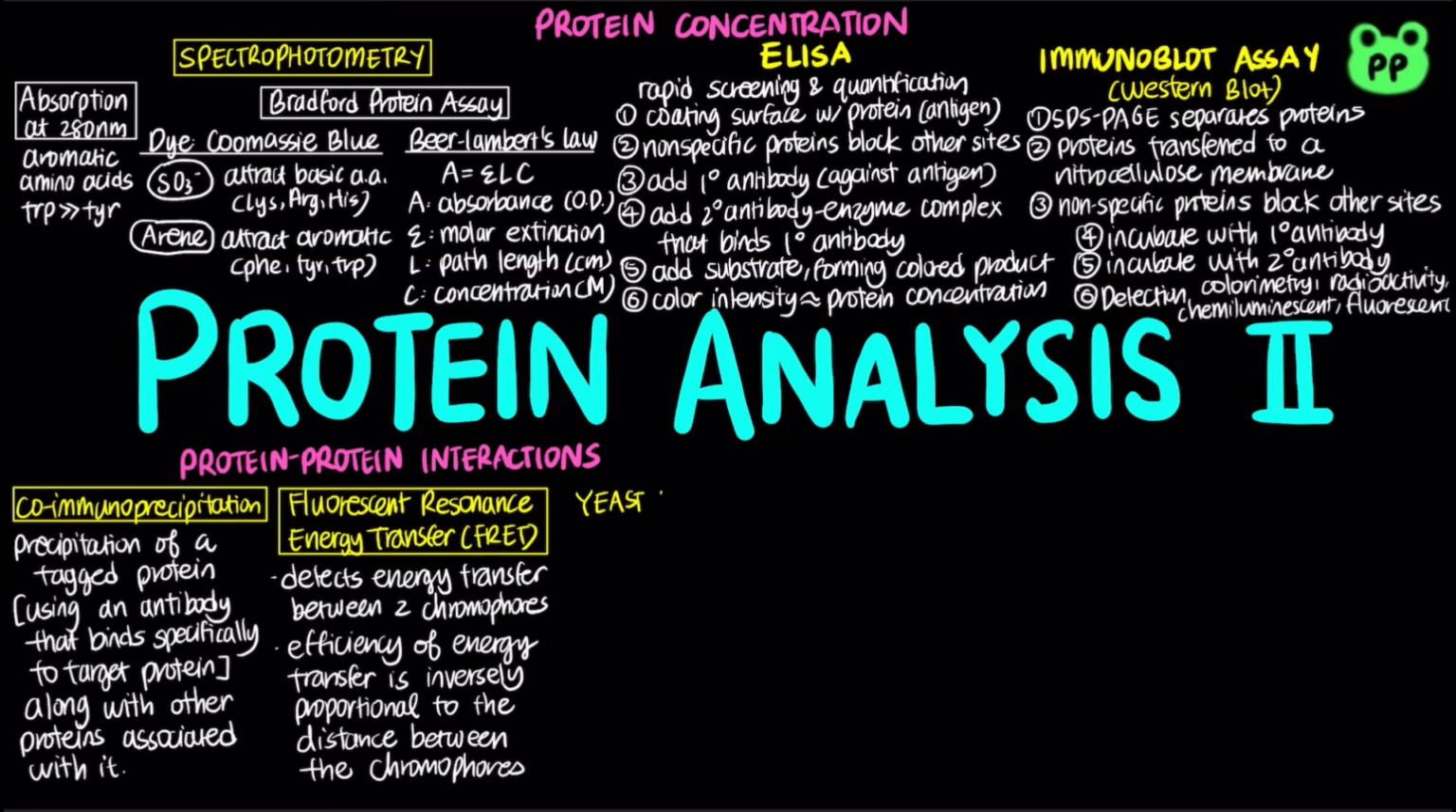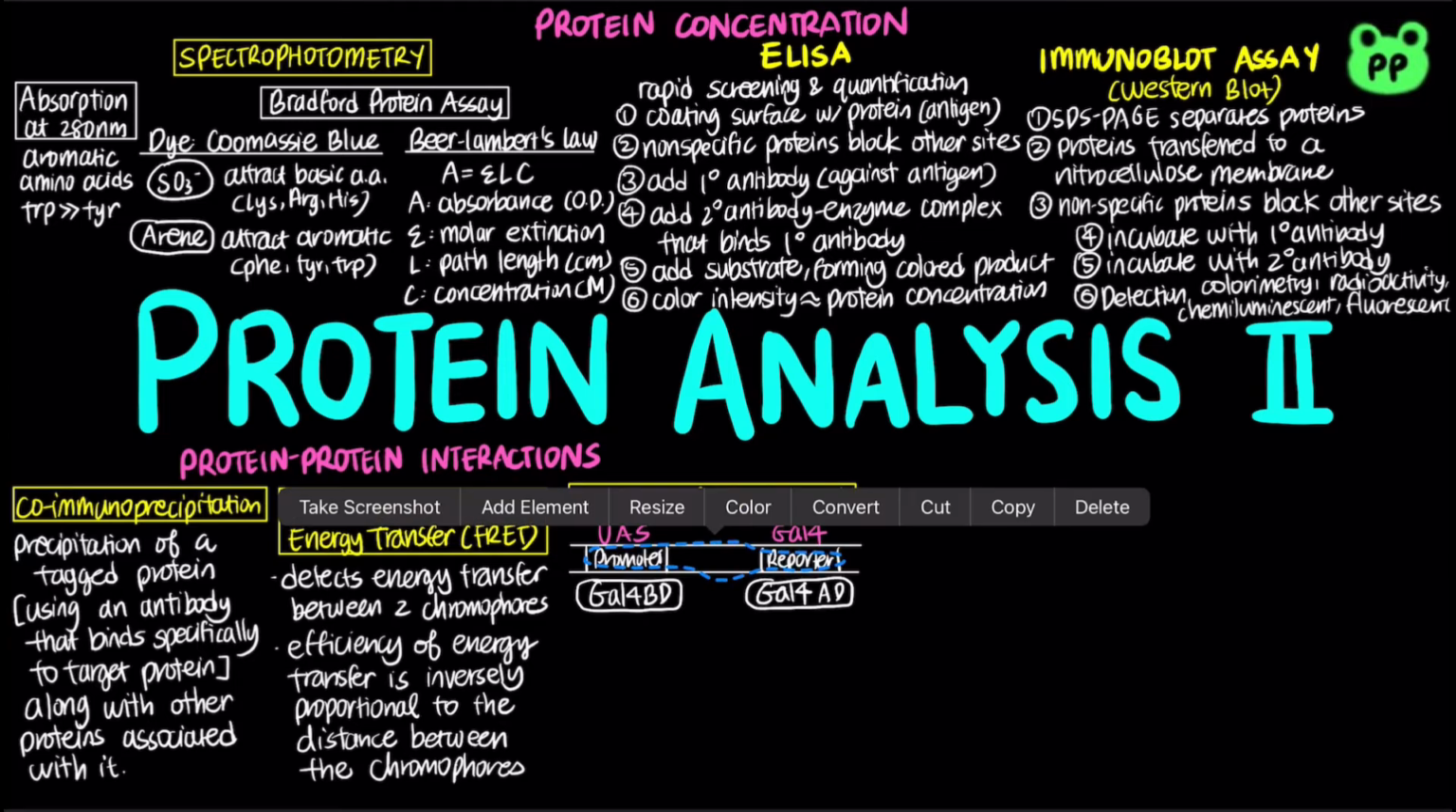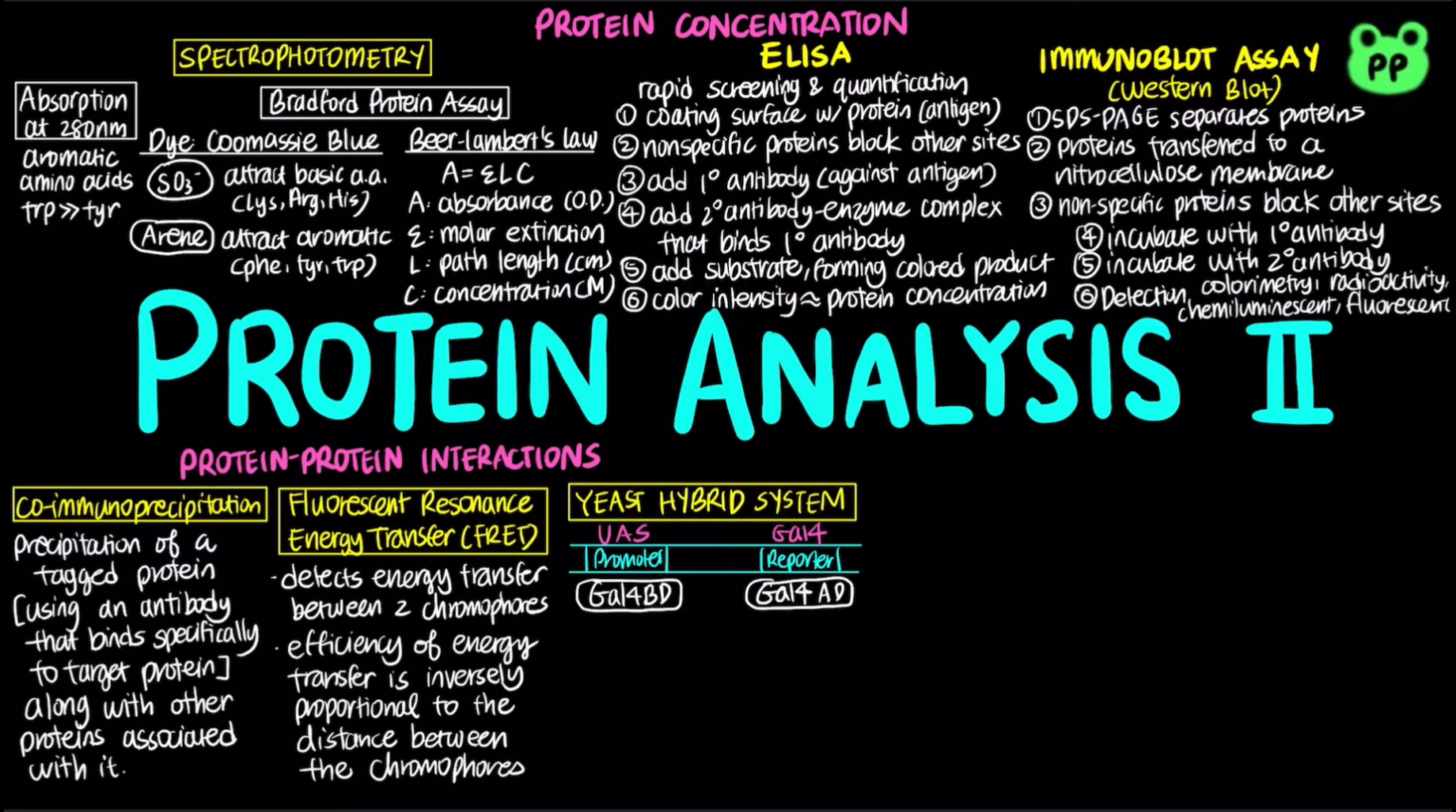The yeast hybrid system aims to bring together the DNA binding domain and the activation domain of yeast Gal4 protein through interaction of two proteins to which each domain is fused. The DNA binding domain binds to the promoter, also known as upstream activation sequence, or UAS, and the activating domain binds to a reporter gene. Transcription of the reporter gene will only occur when both the bait binding to the Gal4 binding domain and the prey binding to the Gal4 activation domain are present and interacting.